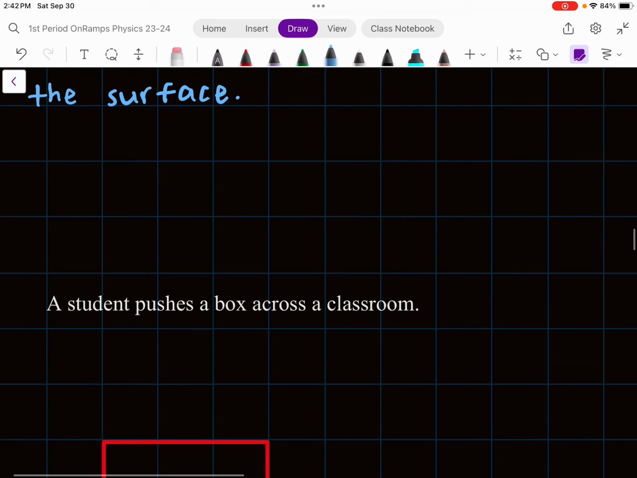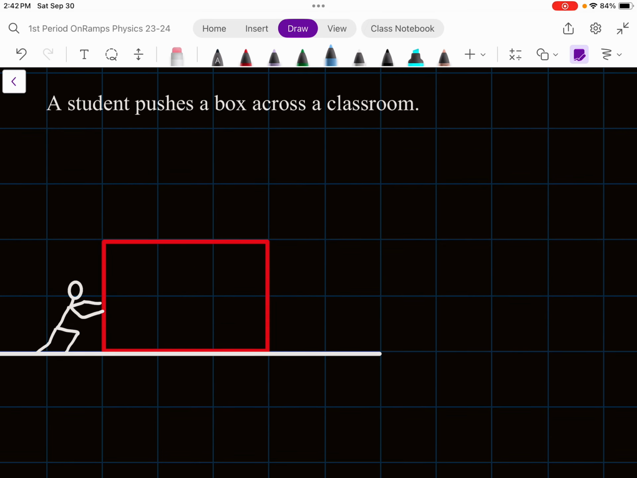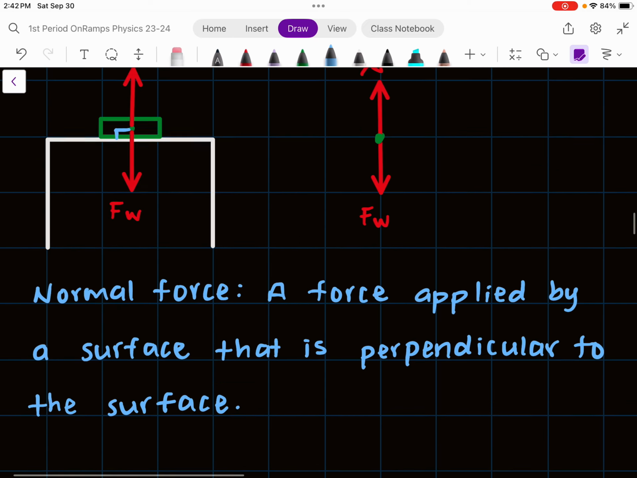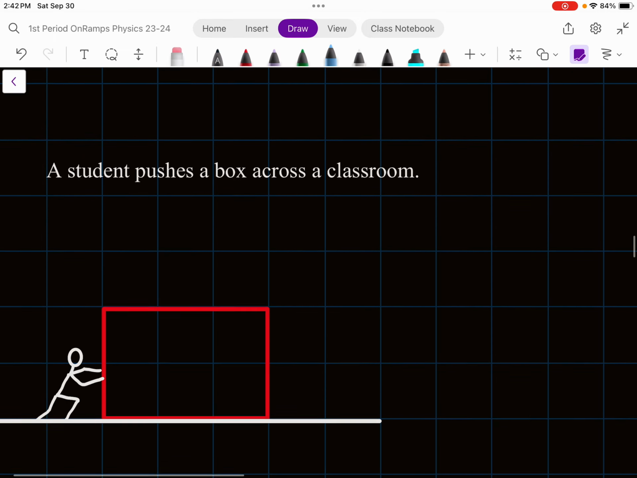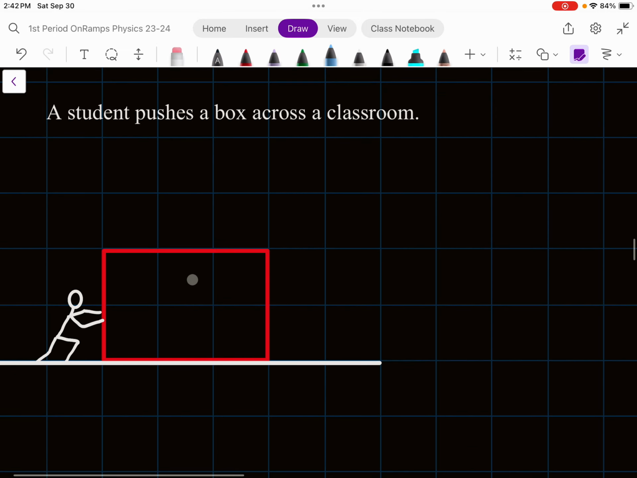Okay, so now let's try another one. This one says, a student pushes a box across a classroom. So I have my little sketch. I have to define a system. For the last one it was easy, right? Because it was just an object there. For this one, well, what's getting pushed? The box. So that's going to be the system. I find its center of mass. I'm going to assume it's here. And then the external force will be the force applied by the student.